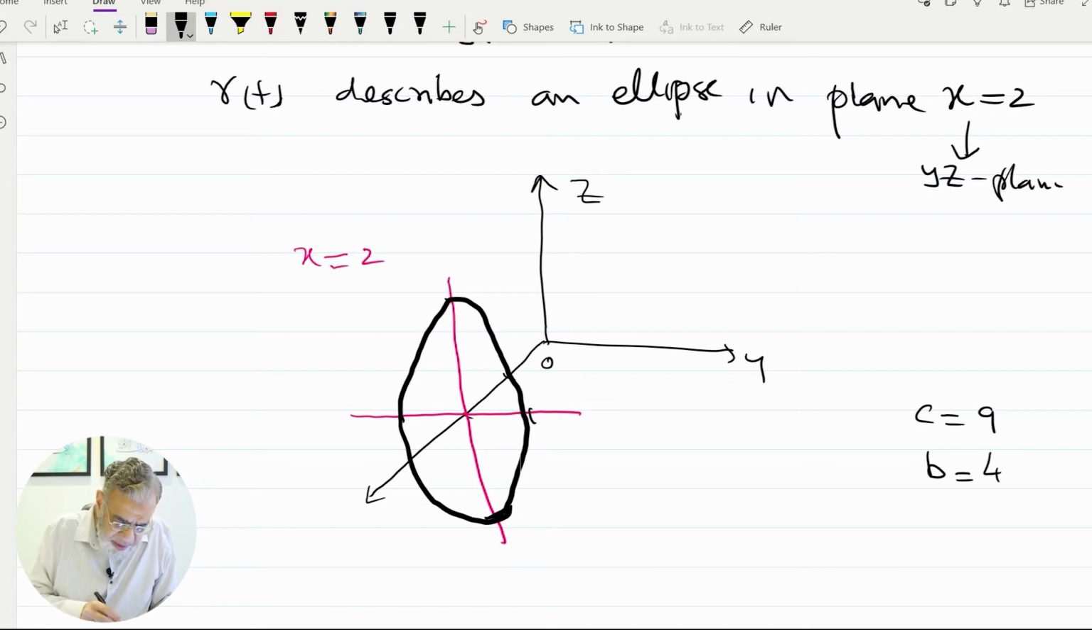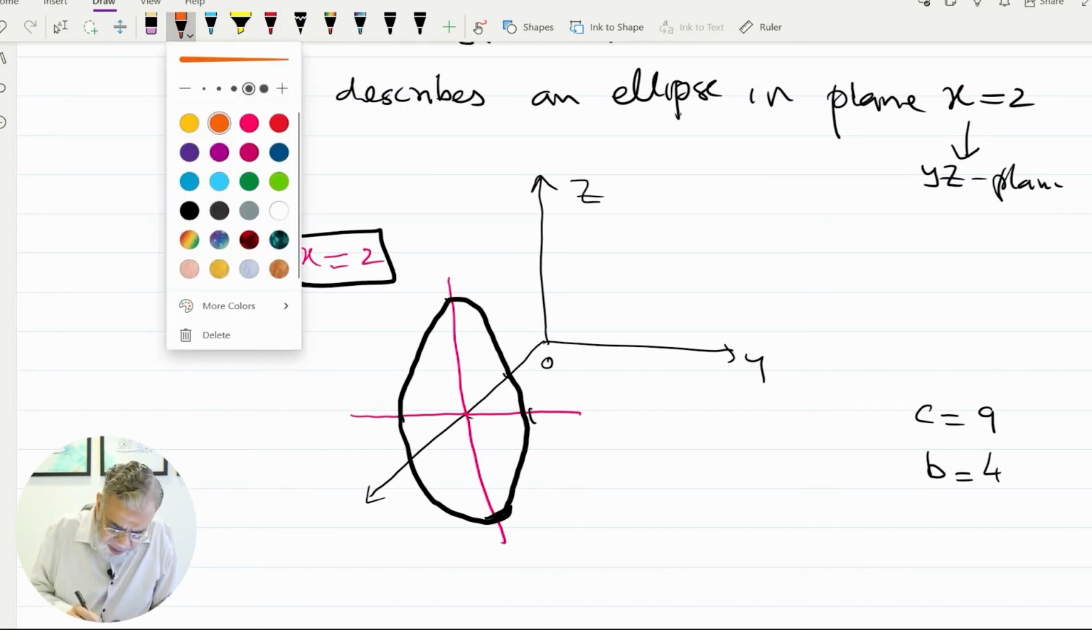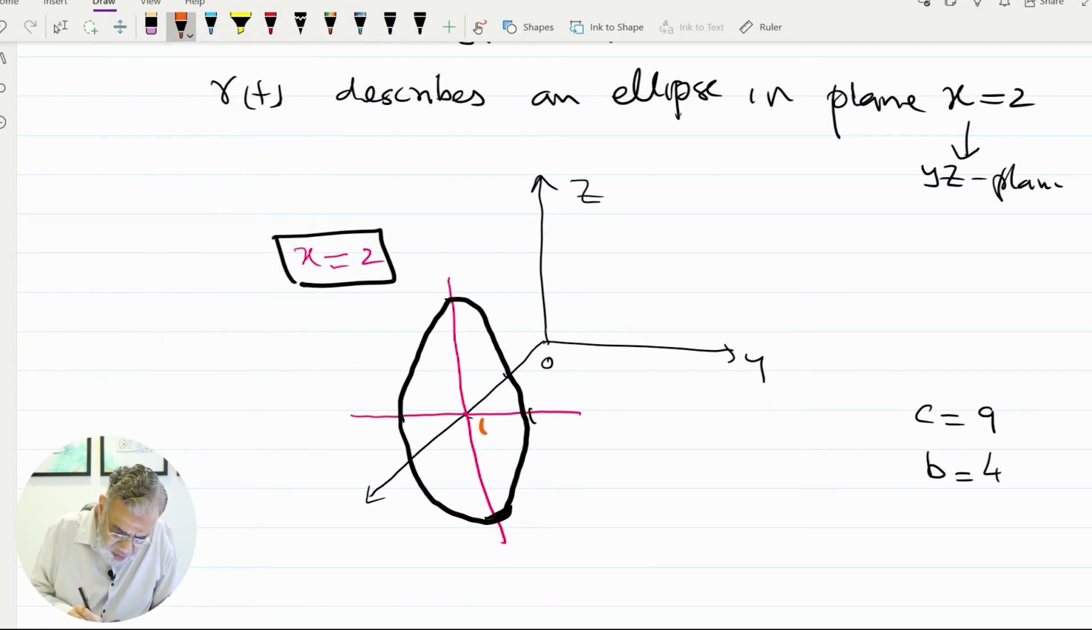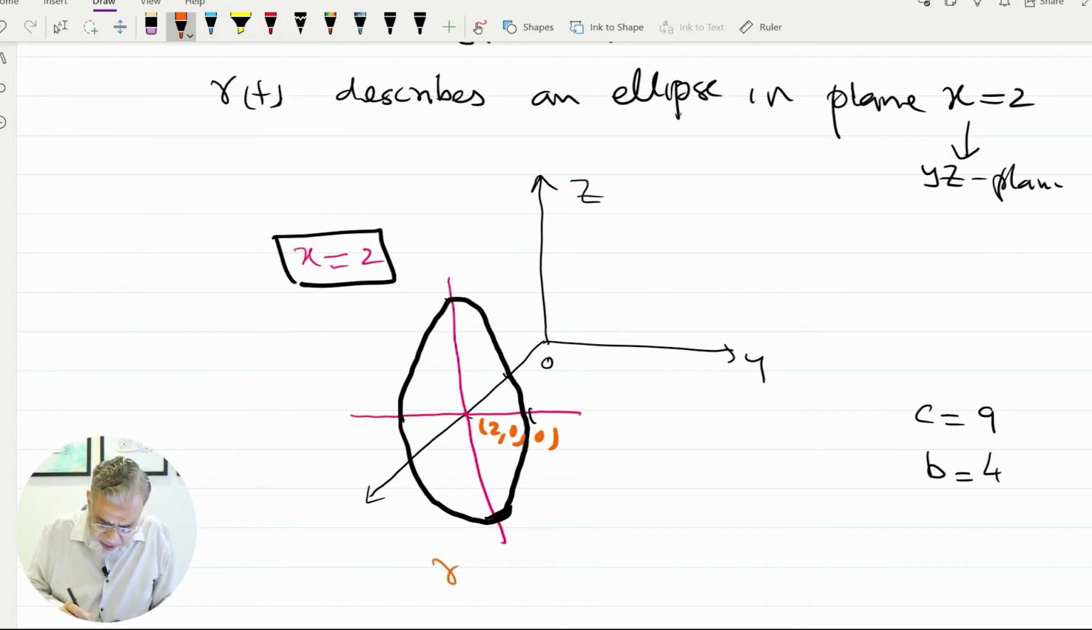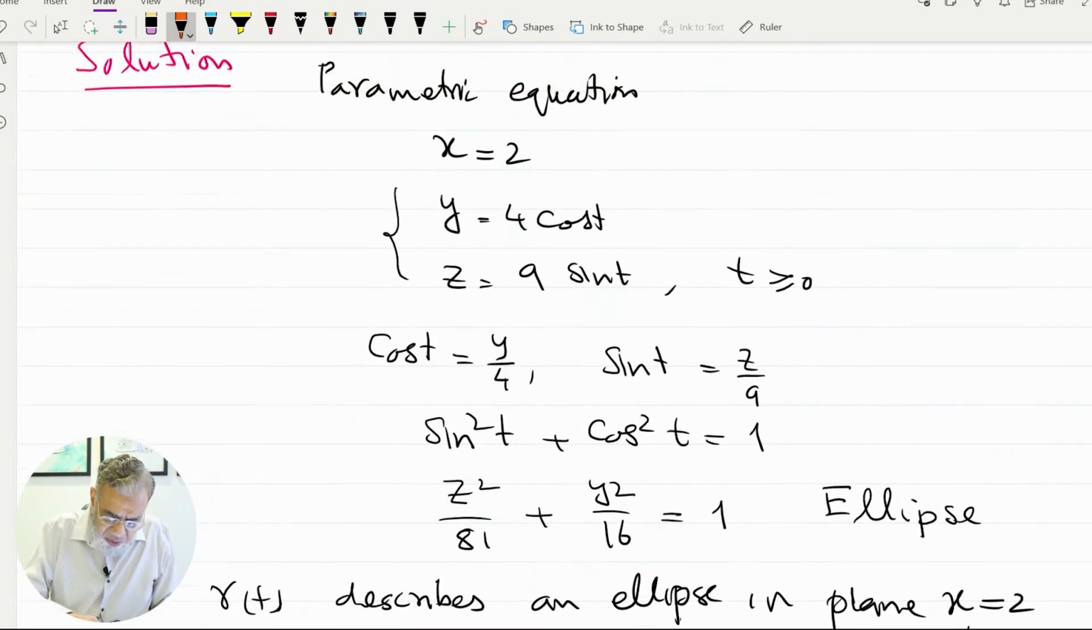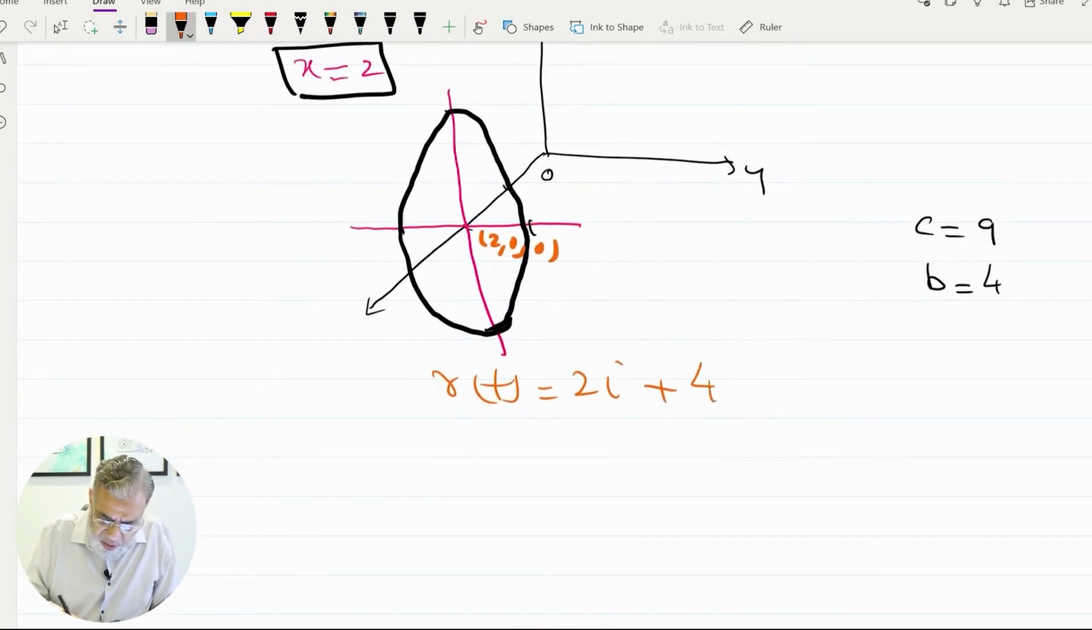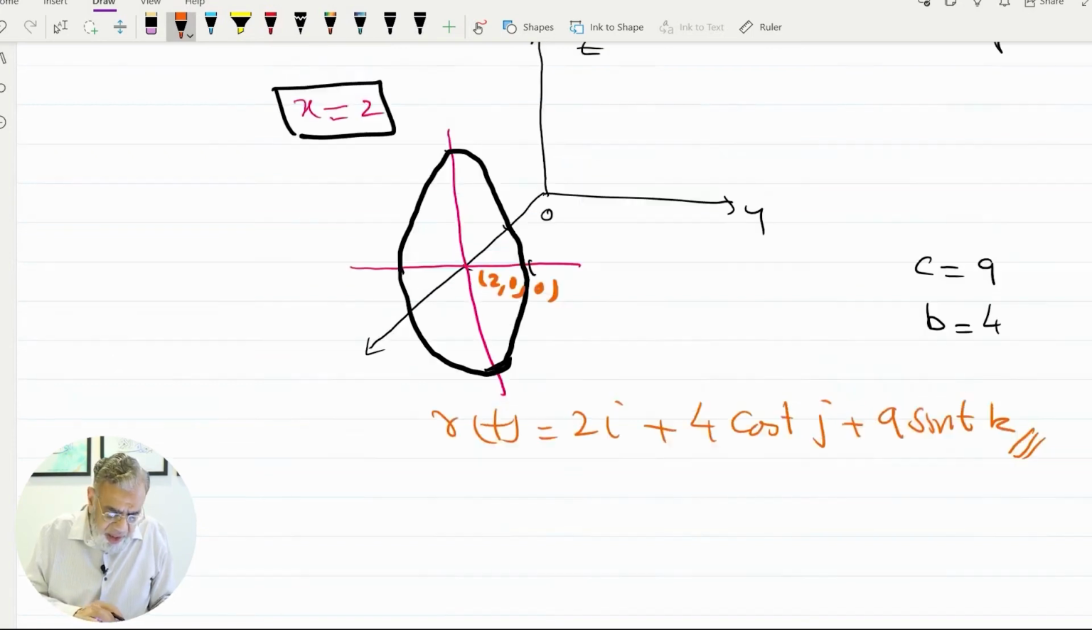This ellipse is in the plane x equal to 2, and this is the value of x equal to 2. This point is 2, 0 and 0. This point is 2, 0 and 0, and this gives me the sketch of this function r of t. r of t was equal to 2i plus 4 cosine t j plus 9 sine t k. So this is the sketch also, and we have described this one.